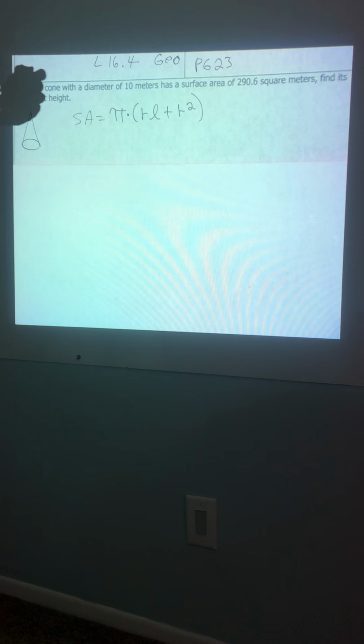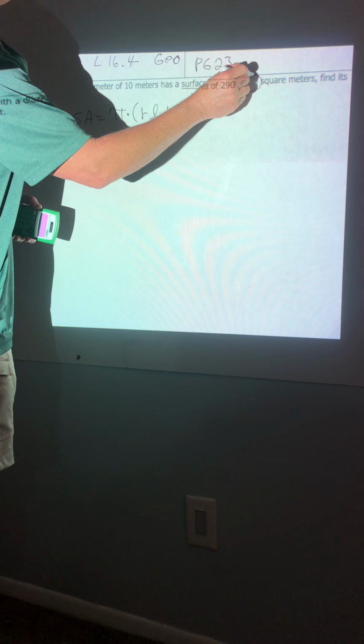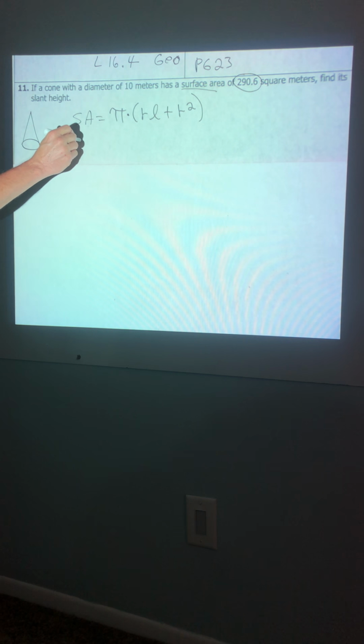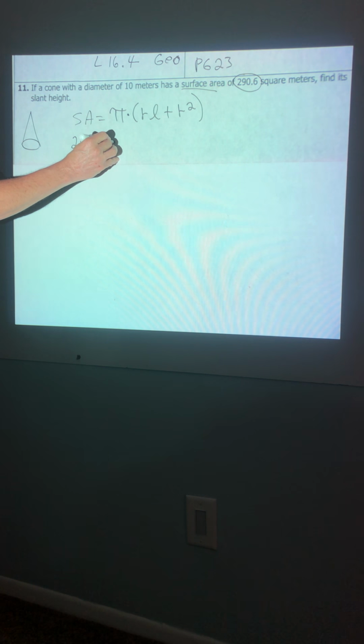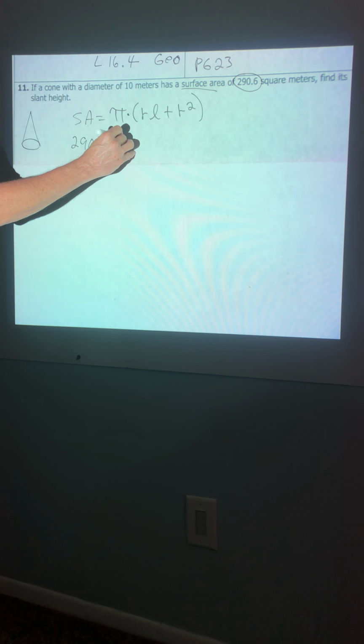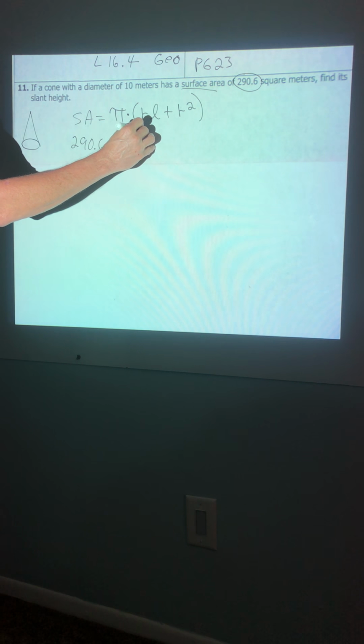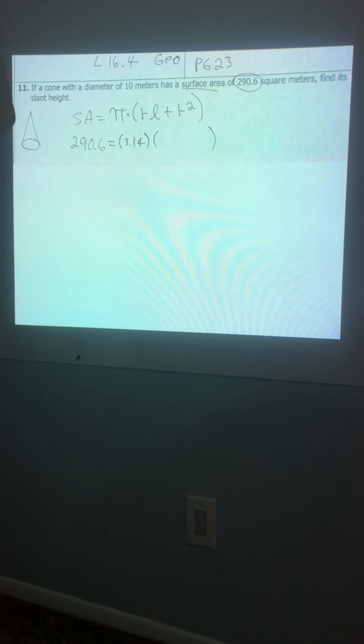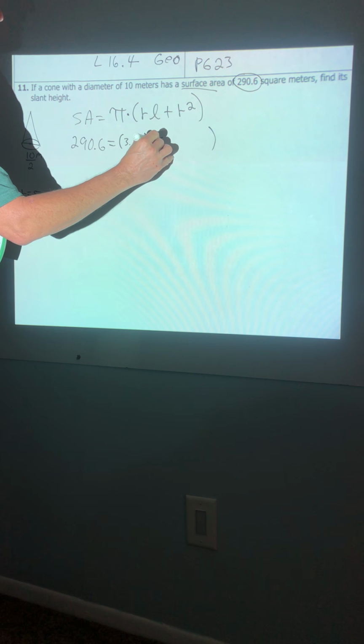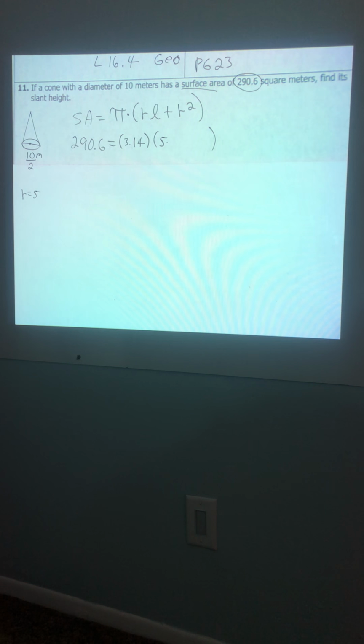Alright, what is the surface area? Right here, the surface area of this cone is 290.6. You're going to change pi to 3.14. Now we need the radius. Well, they gave me the diameter. So here's the center. I'm going to draw in the diameter and put 10 meters. That's the diameter, so you cut that in half. Your radius is going to be 5. See, I told you this is easy.